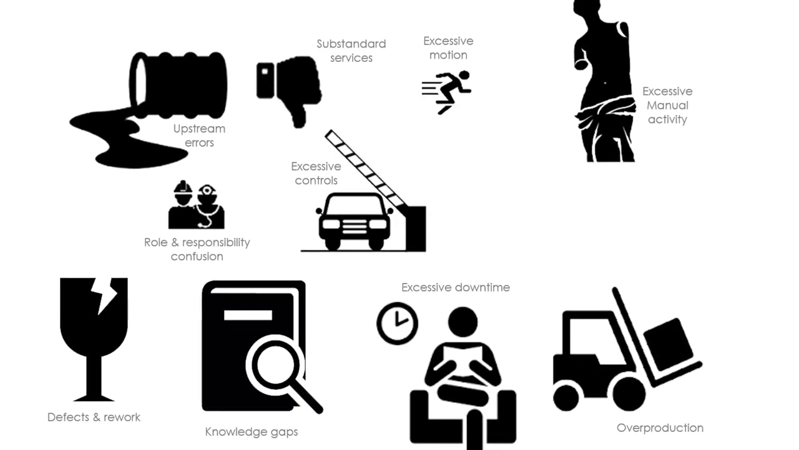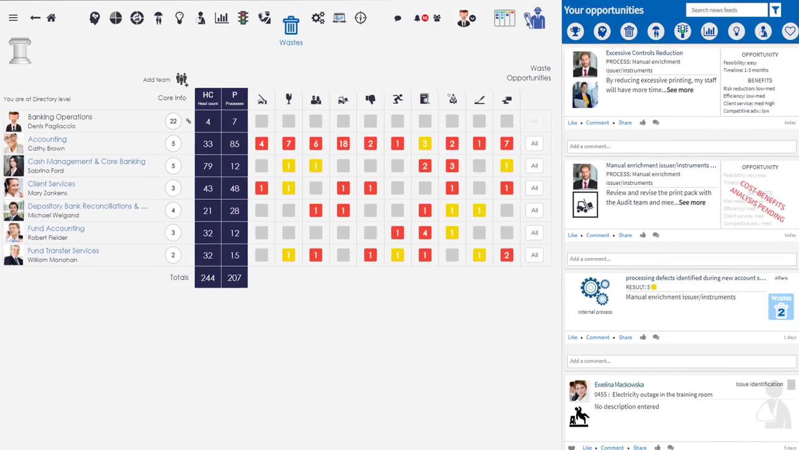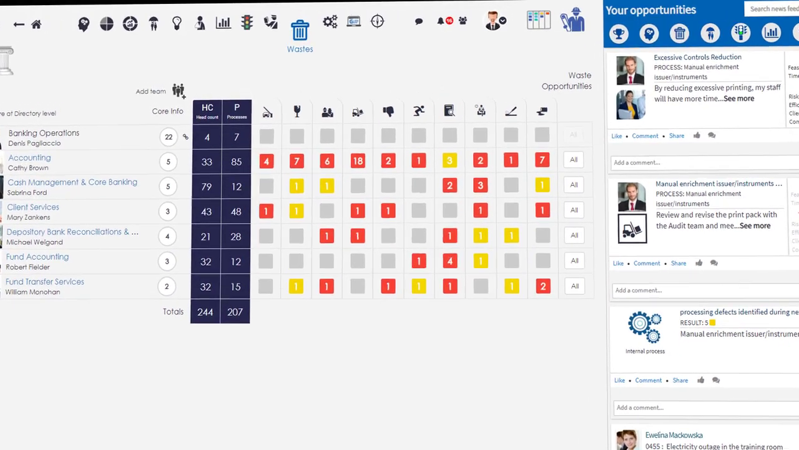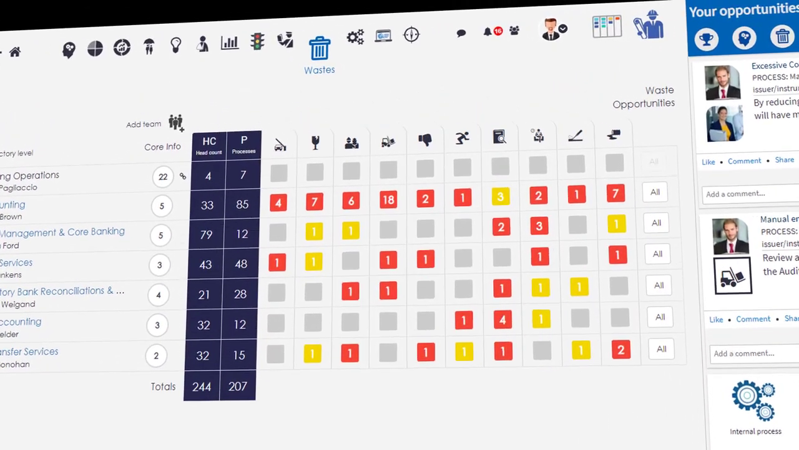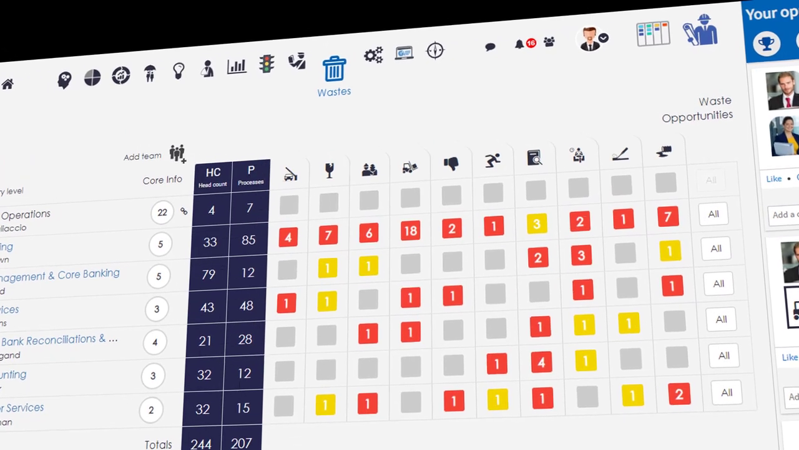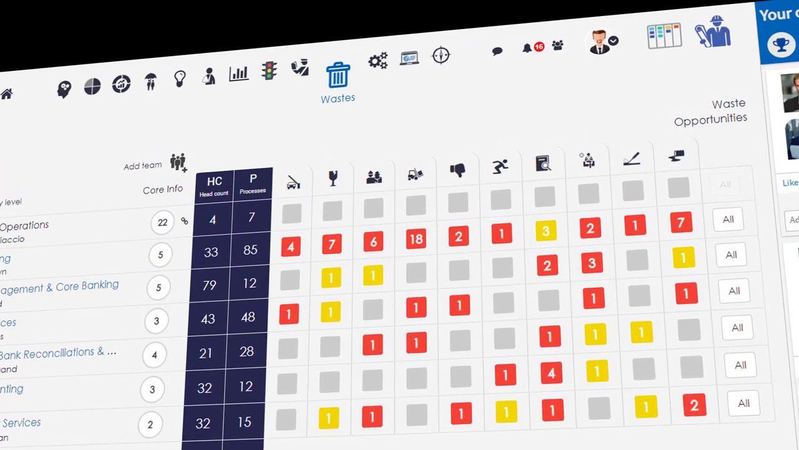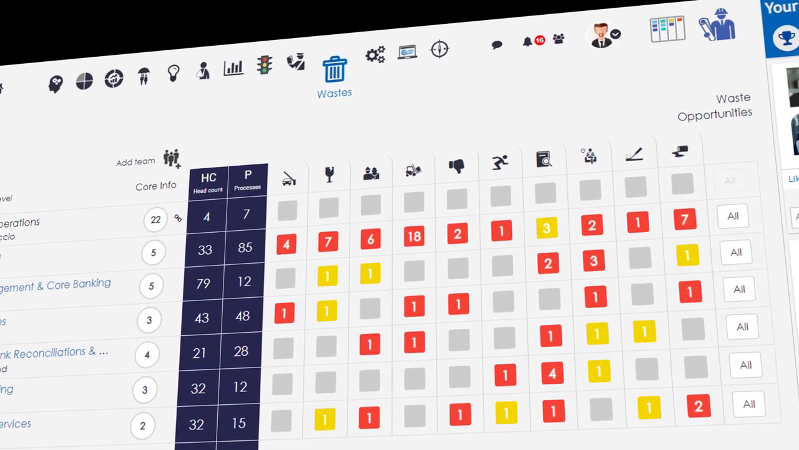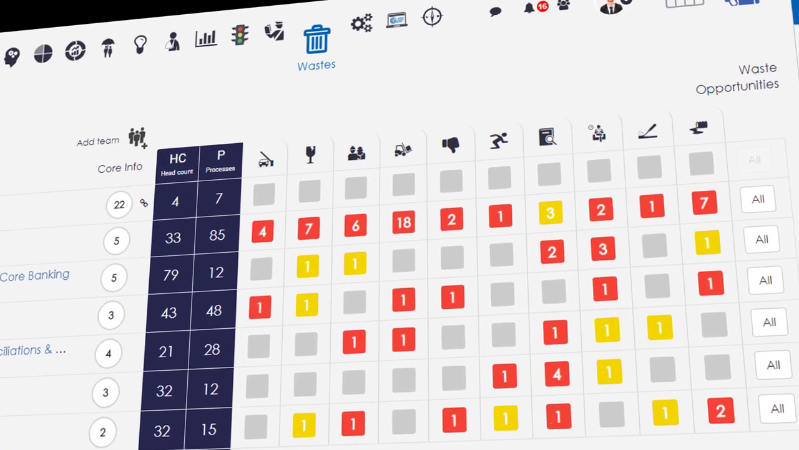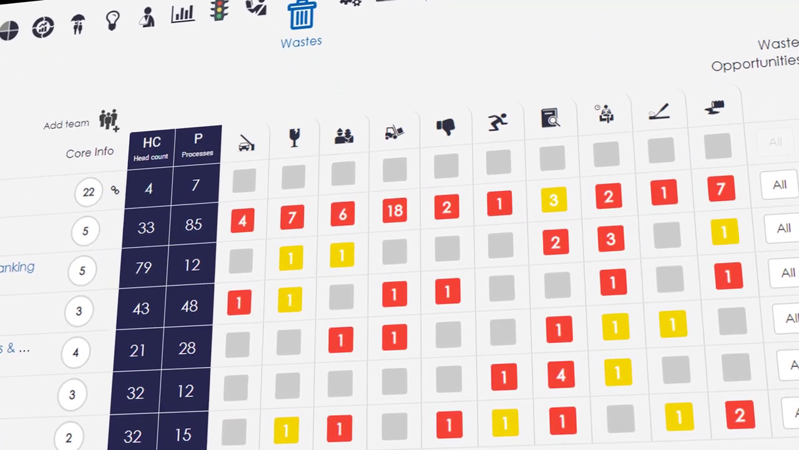Dennis, being a hands-on leader, would like to know more about the waste reduction opportunities indicated by his process experts. He can easily do so by accessing the PRESTO Waste Management Dashboard. The Waste Dashboard offers visibility into the portfolio of waste reduction opportunities identified by your team leaders.